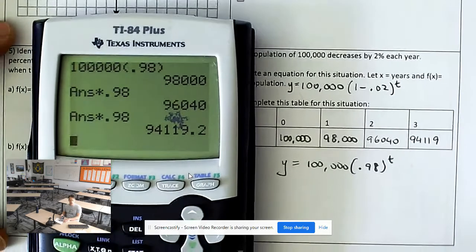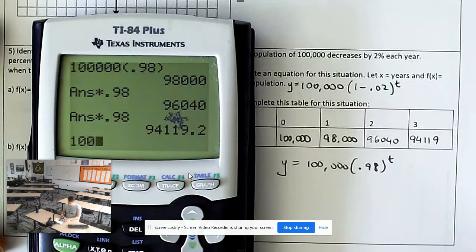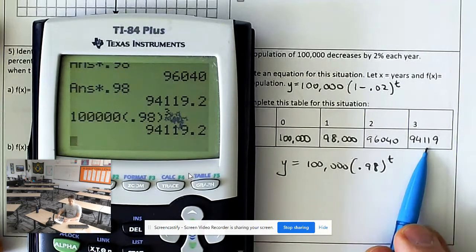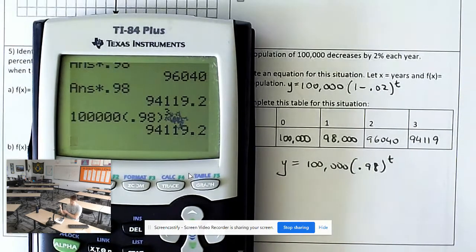If you don't like doing that, you could just enter it like this: 100,000 times 0.98 to the third, for example, would then give you that one. So if you want to do that, you can too.